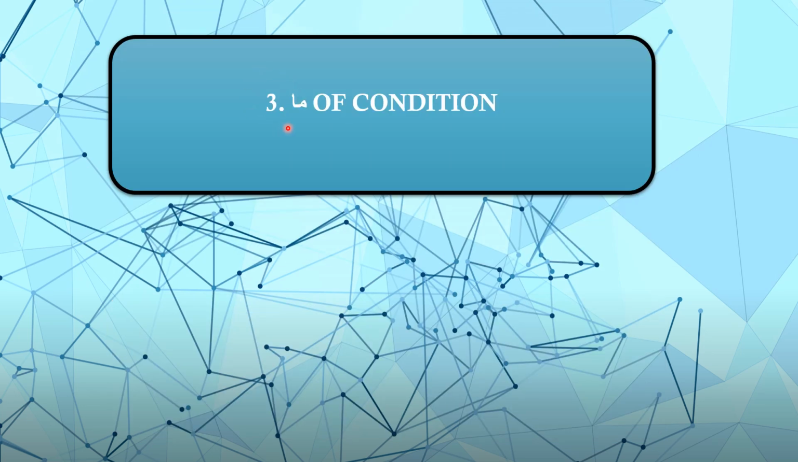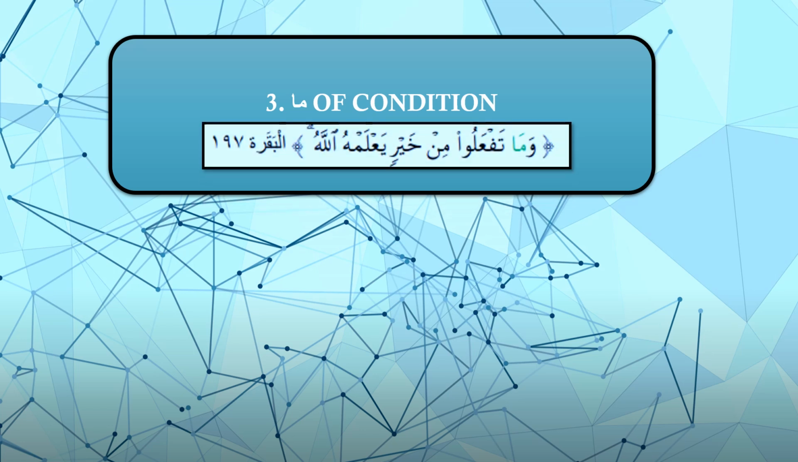Number 3, ma of condition. Let's check the example first. وَمَا تَفْعَلُ. Ma coming here as a condition means whatever. Taf'alu means whatever you do. The verb is fa'ala, so whatever you do, min khairin, from good, ya'lamhu Allah, means He knows it. Who knows it? Allah. So ma here is coming as a condition.